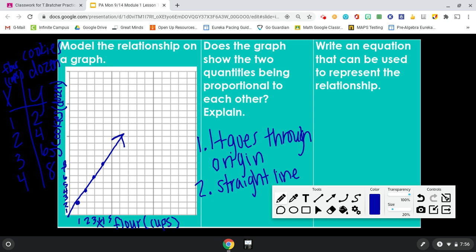And then the last one says to write an equation that can be used to represent the relationship. So we know our equation is usually y equals kx. And in this one, our constant is 2. So we're just going to replace k with 2. So y equals 2x. So basically what we're doing is putting back together what we went over last week, when we talked about a table and a graph and an equation with a constant of proportionality. And that's what we just did.